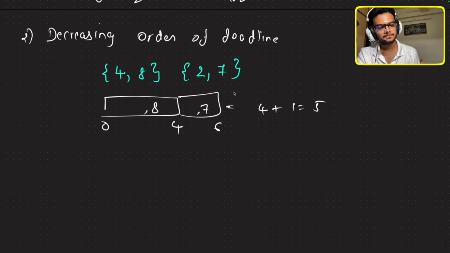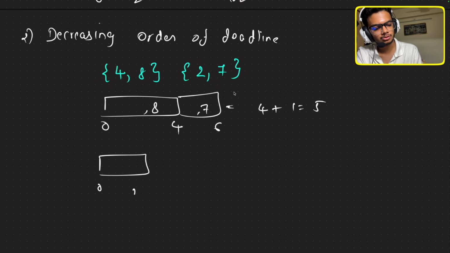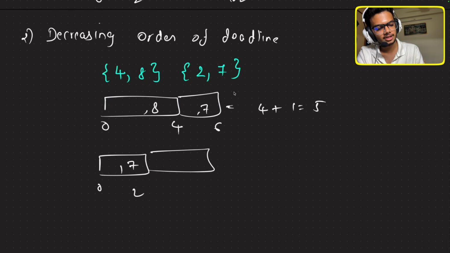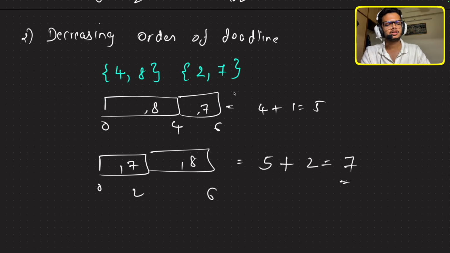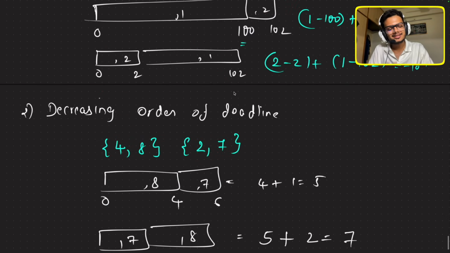Reward will be 5. Okay, but you can clearly see if you would have done something like this, 0 to 2, it had a deadline of 7. Then afterwards you would have scheduled this 4 guy, so it will be 6, but the deadline was 8. So here the reward you will get will be what? 7 minus 2, 5, plus 8 minus 6, which is 2, so 7. Right. So this strategy of scheduling in decreasing order of deadline also doesn't work.